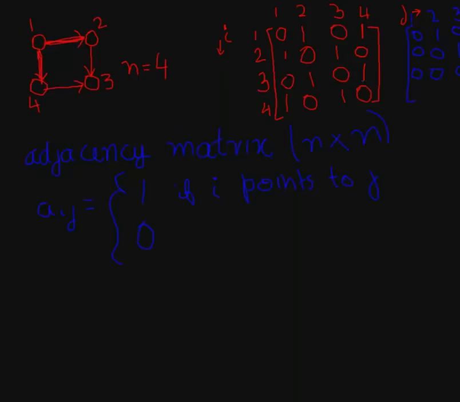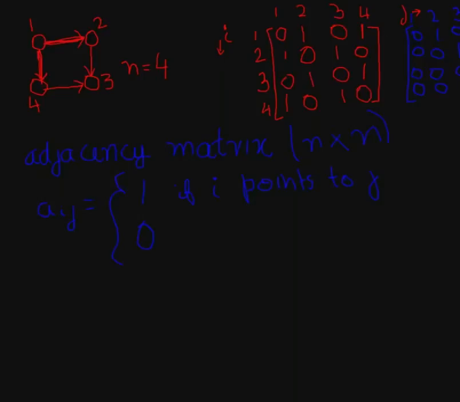So here at 4 comma 1, there's going to be a 1 if node 4 points to node 1. Remember, i is equal to 4 in here and j is equal to 1, and 4 does not point to 1. So the value here is going to be 0. And 4 does not point to 2, so the value here will be 0. 4 does point to node 3, so the value here will be 1. And 4 does not point to itself, so the value here is going to be 0.